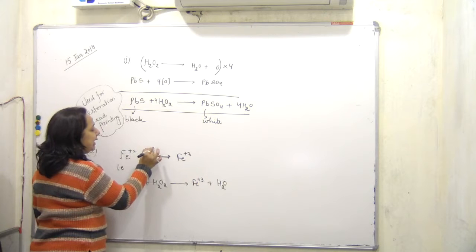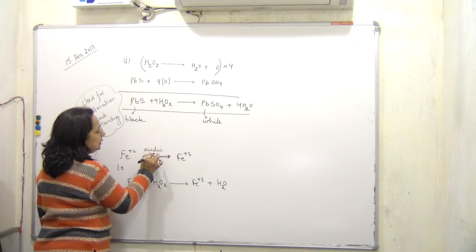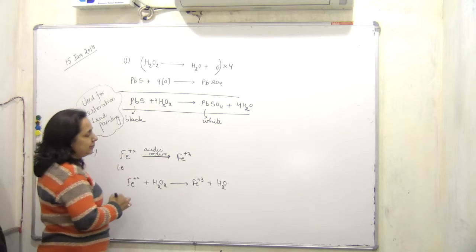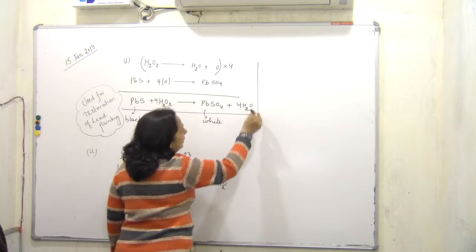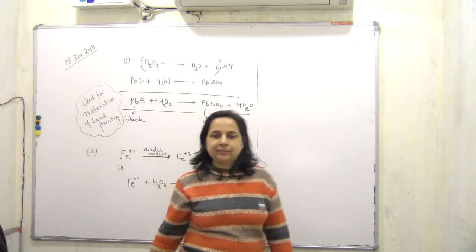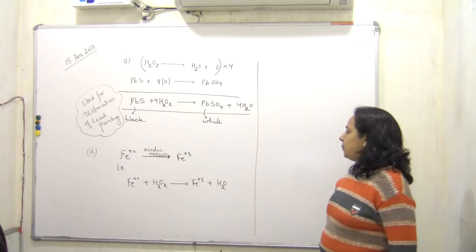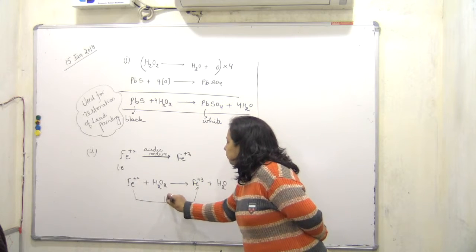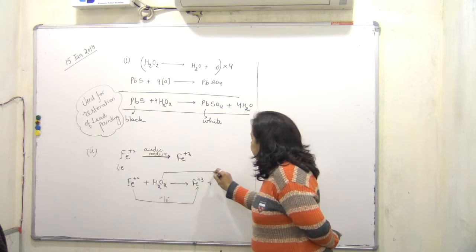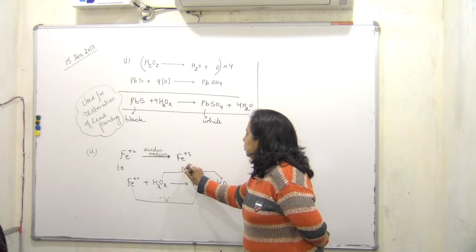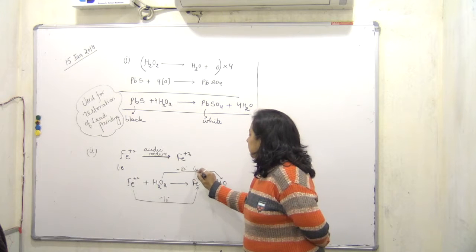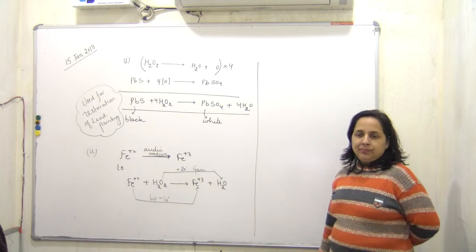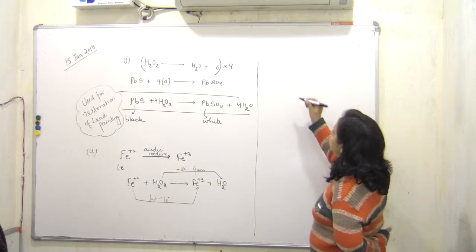This reaction is done in acidic medium. As you have done redox reactions, you can balance this reaction in acidic medium. Ferrous is converted to ferric, loss of 1 electron. Peroxide is converted to water, gain of 2 electrons. Cross multiply the numbers and balance the reaction. The medium here is acidic medium.